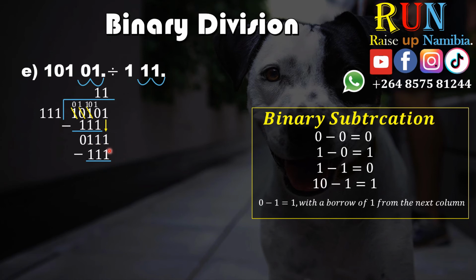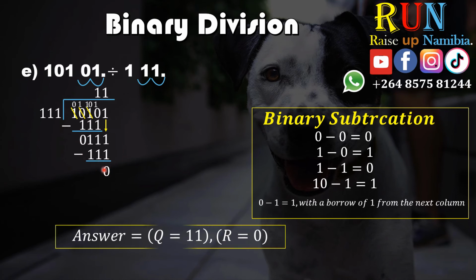So 1 minus 1 equals to what? It's equals to 0, and then 1 minus 1, another 0, and then 1 minus 1 is also another 0. So basically here, to just be a 0, and that's our final answer. Okay? So our quotient over there is 1, 1, and then the remainder is 0, okay? Because remember, these are binary numbers.